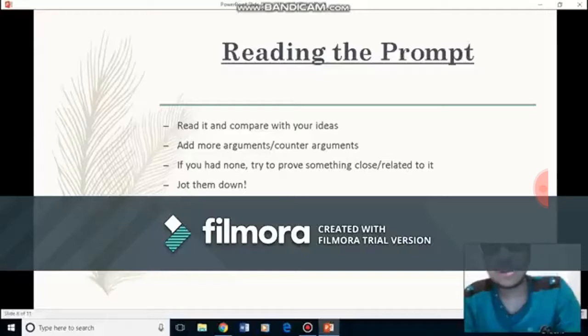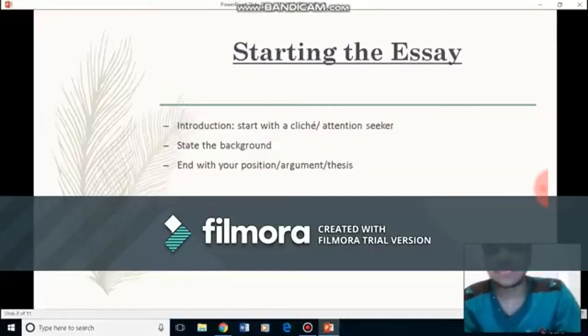So reading the prompt, you should read the prompt before you start the intro and compare it with what you're supposed to write as evidence that you jotted down. And if you had no idea about what evidence you're gonna write, then you have something to think of right now, and the evidence is generally going to be something related or closer to this prompt.